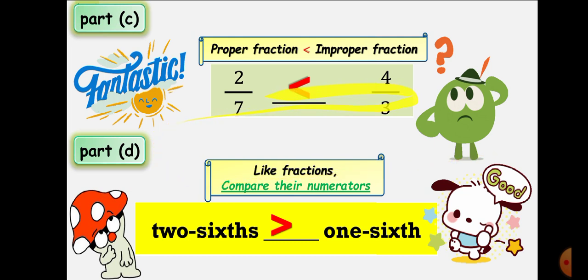Then we have a proper fraction and an improper fraction. The proper fraction is 2/7, and the improper fraction is 4/3. That means the improper fraction always wins. That means 4/3 is greater than 2/7. Then we have like fractions, so you have to compare the numerators: 2/6 or 1/6. Of course 2/6 is greater.